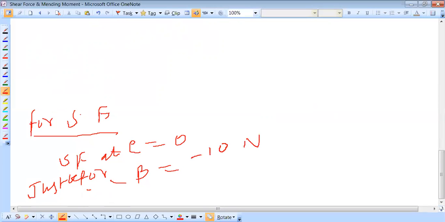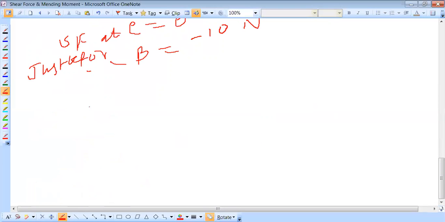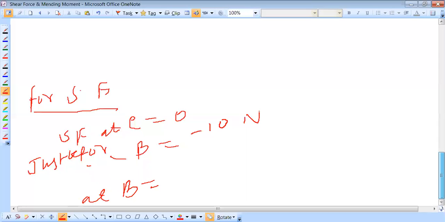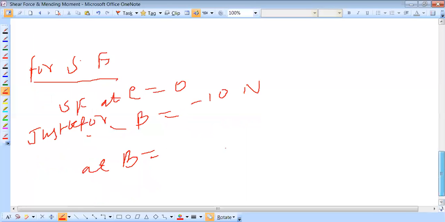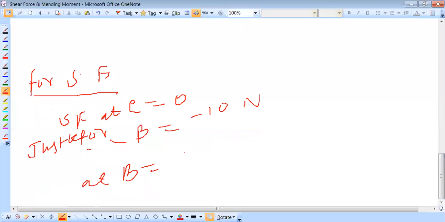After that, find out the SF at B. You can easily show in the diagram the two forces acting at point B: one is the UDL, another is the reaction in the upward direction. So minus 10, and what is the value of RB? RB we already found is 22.5. So plus 12.5 Newton at B.